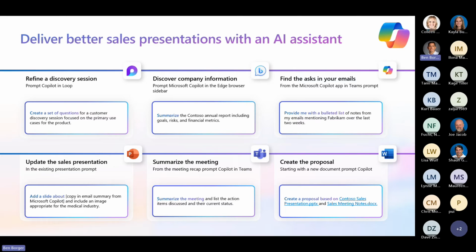Back in Copilot on the desktop, we'd ask for a bulleted list of notes mentioning Fabricam in the last 2 weeks. And then we'd ask Copilot to add a slide with summarized information and include an appropriate image for the medical industry. In Teams, we'd ask Copilot to summarize the meeting or use the AI notes pane of the automated recap, which is present for every recorded meeting if you have a Copilot license enabled. And finally, use Copilot to draft a proposal based on the meeting notes.